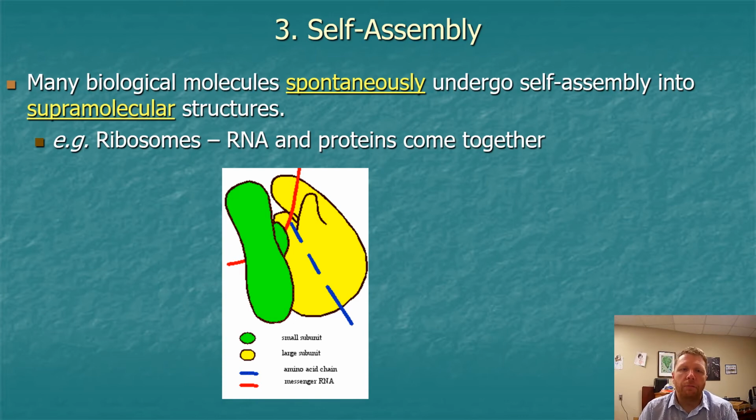Self-assembly is when biological molecules undergo a spontaneous organization into a supramolecular structure. A great example of that is your ribosome. Ribosome is where RNA is translated into protein. Here we have illustrated the small and the large subunits of a ribosome, and then this red line is our messenger RNA, and this blue line right here is our resulting protein that is translated at the ribosome.